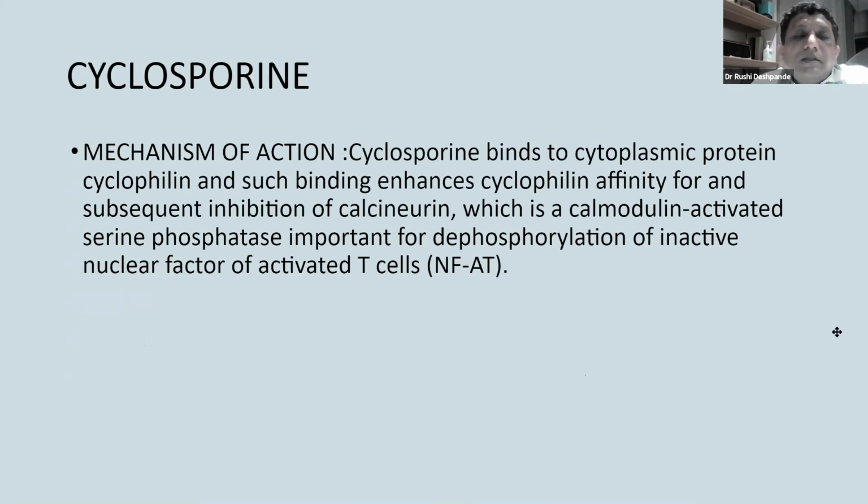So the next drug is cyclosporin. Cyclosporin is about signal 1. So what does cyclosporin do? It binds to cyclophilin, which is a cytoplasmic protein. What is cyclophilin doing? Cyclophilin is important for inhibition of calcineurin. That is why they are called calcineurin inhibitors. Cyclosporin binds to cyclophilin, inhibits calcineurin.